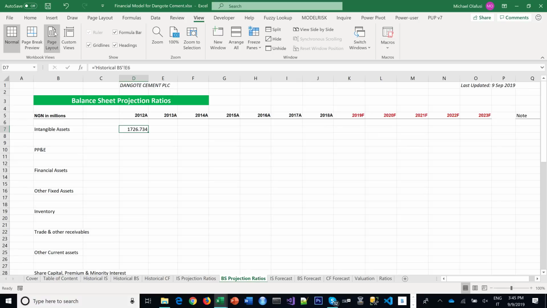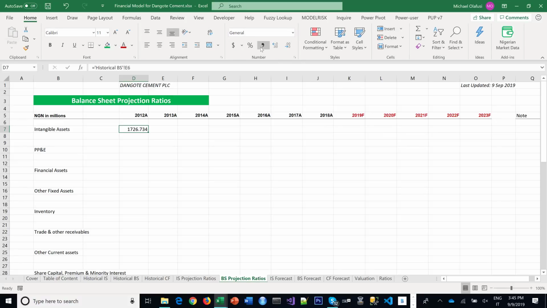I do not have any internal plan of Dangote Cement. So if I was doing this for them as a direct project, I would have to sit with the CFO and some key people there and ask what their plans are into the future, and that would guide my projection. For now that I do not have them, I can say as a percentage of revenue.